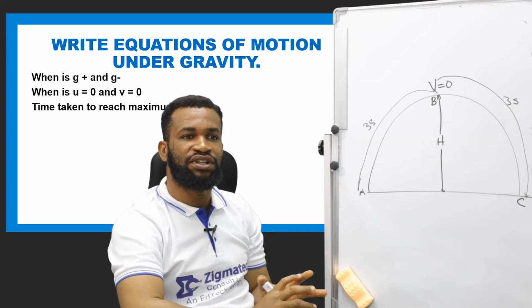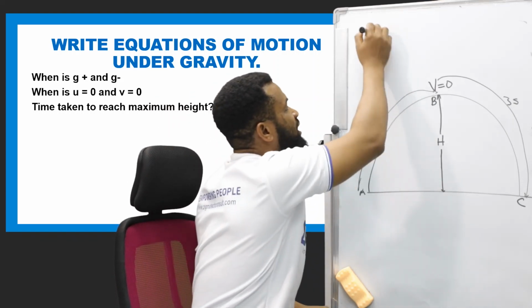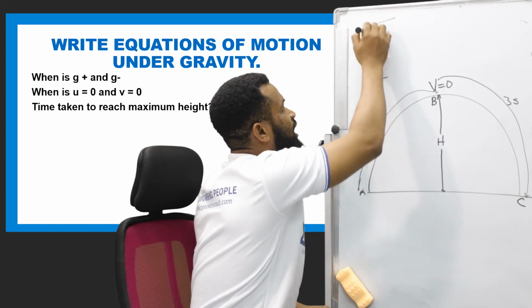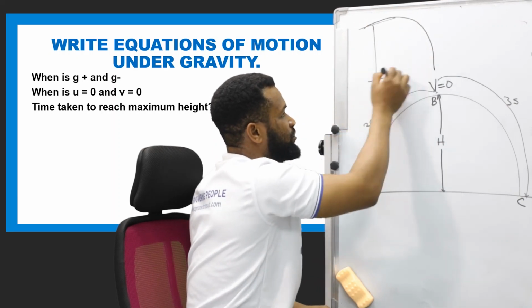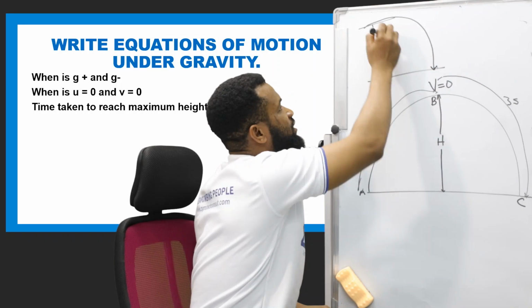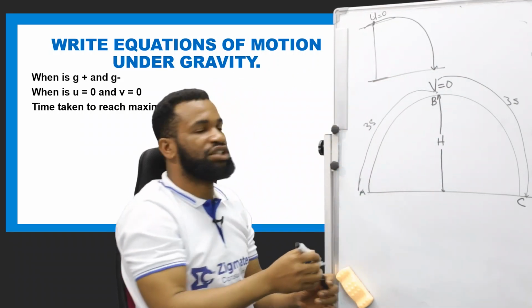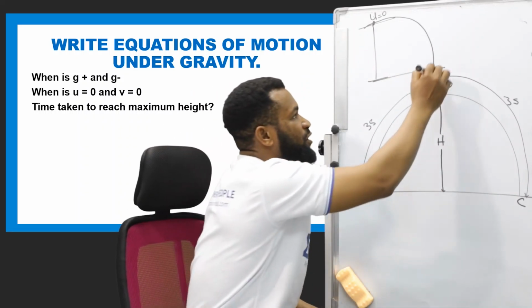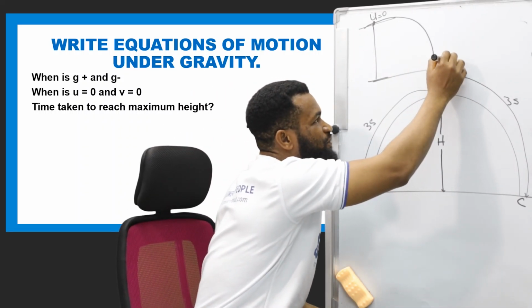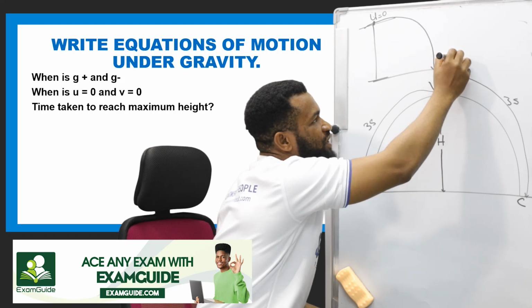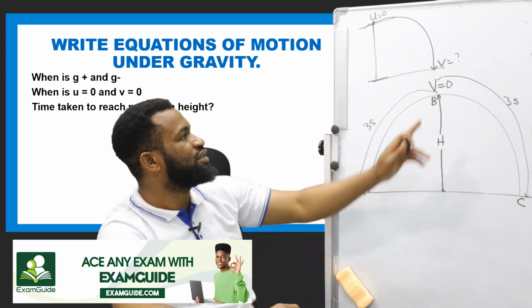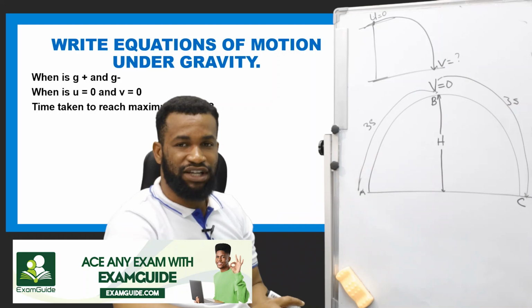Also, I want you to know that when a body is falling from a height, if this is a height and the body is falling down to hit the ground, then at this particular point, U, the body's initial velocity, is said to be 0. But before it just hits the ground, V is the maximum at that point. And that is why we give it as final velocity.